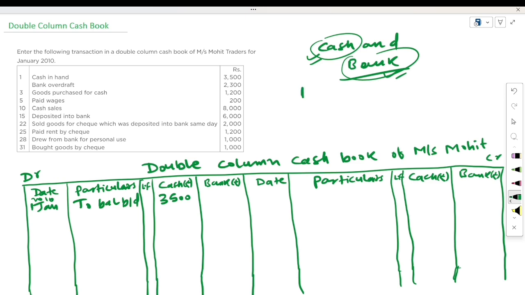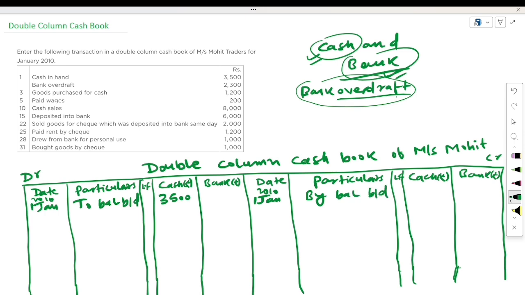Bank overdraft, remember the point here, bank overdraft is a liability for the business. So this overdraft balance will be shown on the credit side, not the debit side. So we will open the bank balance on the credit side, not the debit side. We will write here on 1st January 2010 by balance b/d. How much is the bank balance? 2300.